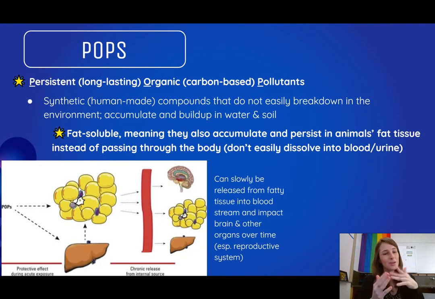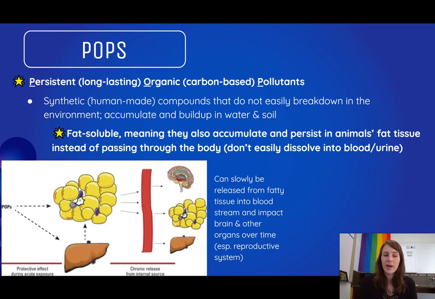So, as I said earlier, POPs, as I'm going to refer to it throughout these notes, actually stands for persistent organic pollutants. Now, persistent means they're long-lasting, and organic just means they are carbon-based pollutants. So these are going to be synthetic. They are human-made, they are not natural, and they are compounds that do not easily break down in the environment, which means that they can accumulate and build up in water and soil.